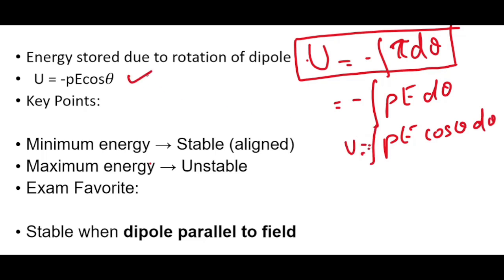So U is equal to minus P E cos theta. Key points: minimum energy is stable and aligned; maximum energy is unstable. So we have to understand how we get this energy. Tau d theta, where tau is P cross E, and we get P E sin theta.